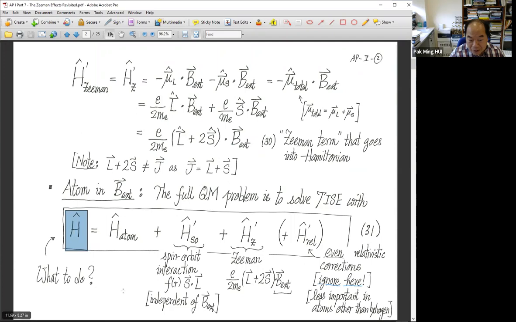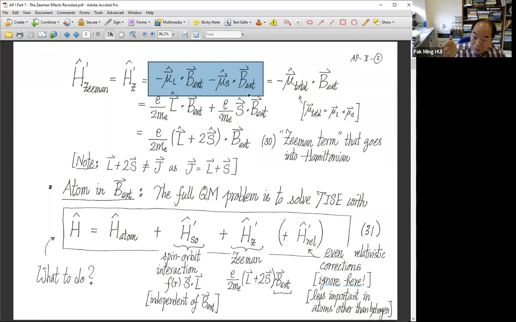The Hamiltonian becomes, in the presence of an external field, and internal field, you cannot avoid it, the part that you solved last time, the spin-orbit interaction, and a Zeeman term. And what is the Zeeman term? It consists of two interactions: the orbital dipole moment and the spin magnetic dipole moment interacting with the external field.